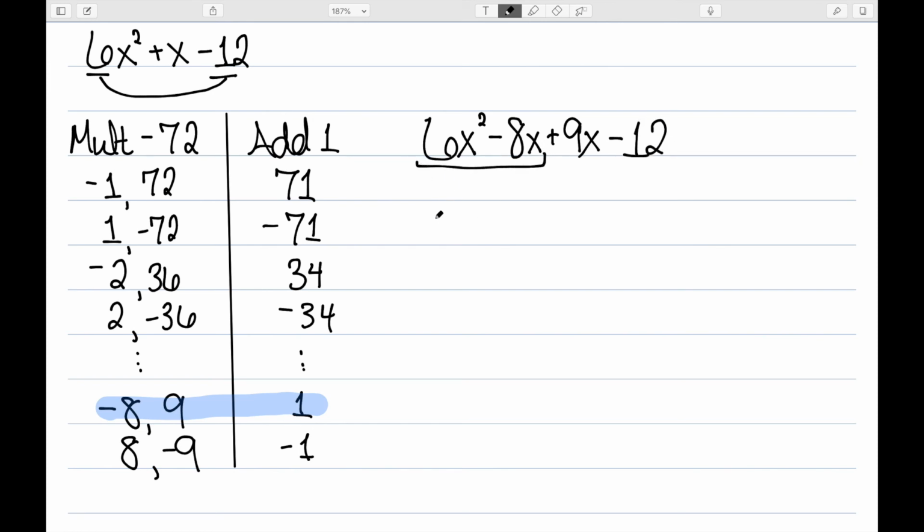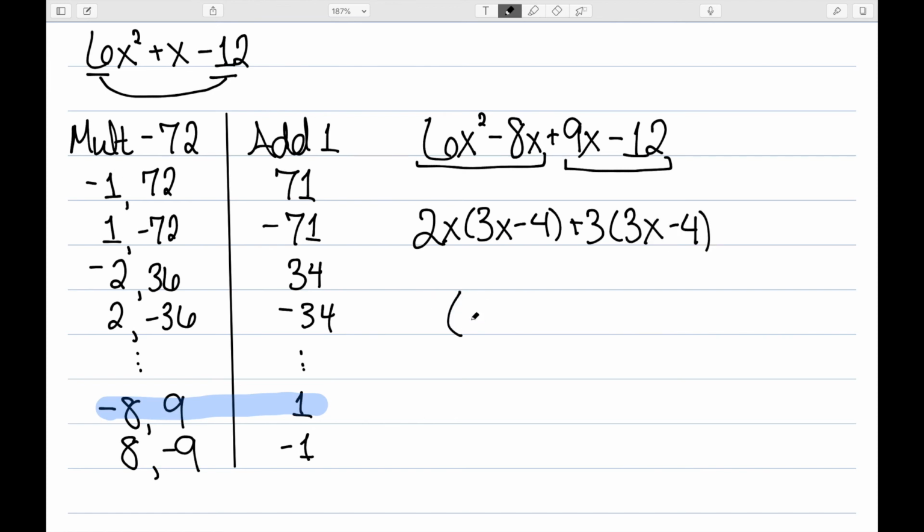These two have a 2x in common. I'm left with 3x minus 4. These two have a 3 in common, and I'm left with 3x minus 4. They now both have a 3x minus 4 in common, and when I remove that, I'm left with 2x plus 3. And I have my full factored form.